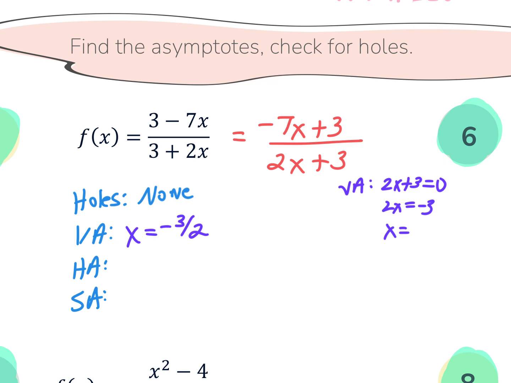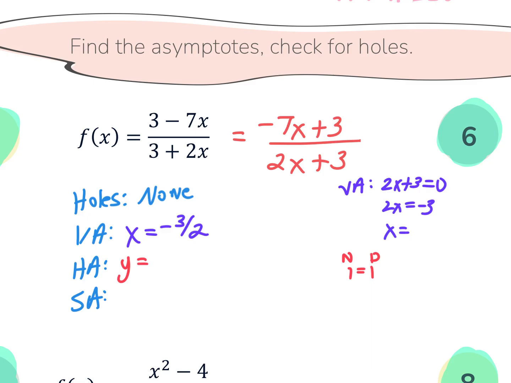Here's why I say rewriting is a good idea. How do we find the horizontal? You compare the numerator degree to the denominator degree. If you don't rewrite it, where would we make a mistake? What's the degree of the numerator? What's the highest exponent, guys? It's 1. It's 1 and 1. So they're equal to each other, right? So what's your horizontal? Y equals leading coefficient of the numerator over leading coefficient of the denominator.